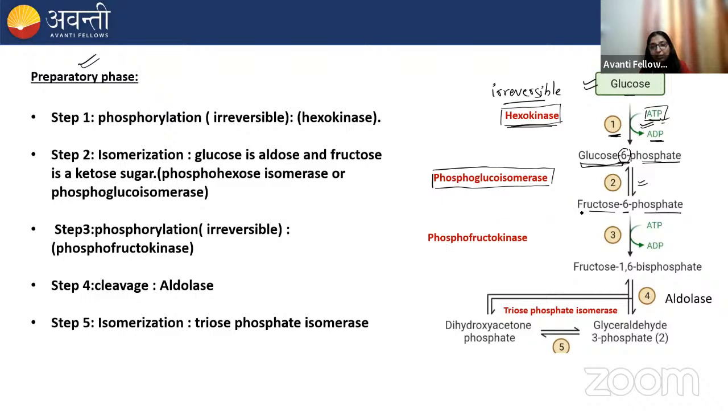Now this fructose 6-phosphate is converted into fructose 1,6-bisphosphate. That means ATP is utilized, and the phosphate group from the ATP is attached at the 1 position of the fructose 6-phosphate. Now the fructose 6-phosphate has become fructose 1,6-bisphosphate. Remember this point. And this step is also irreversible like the first step.